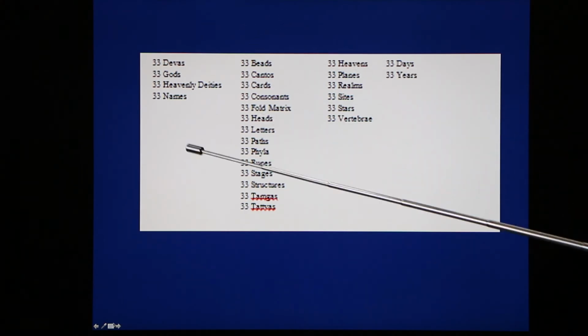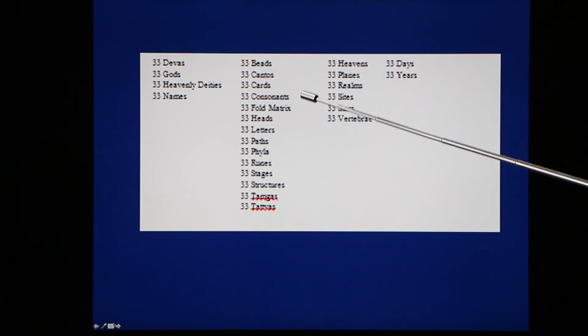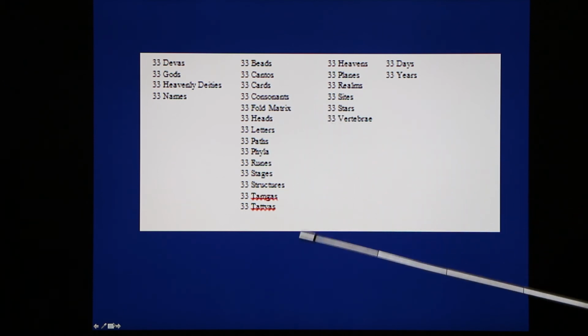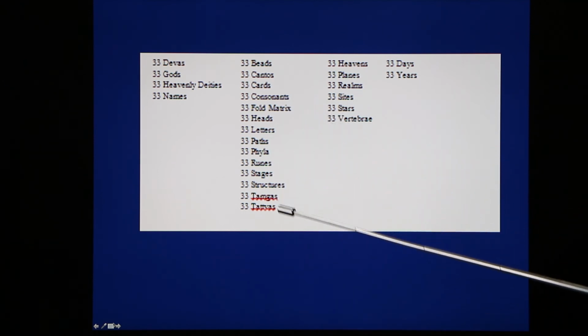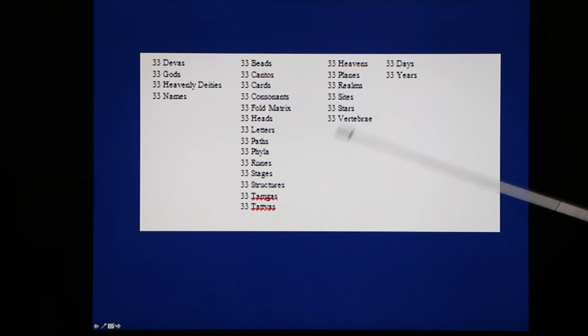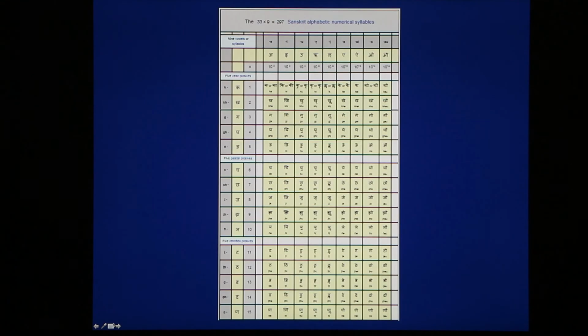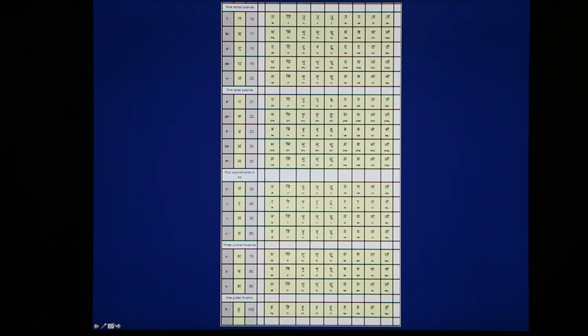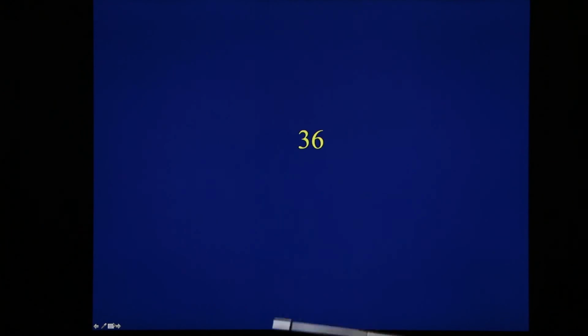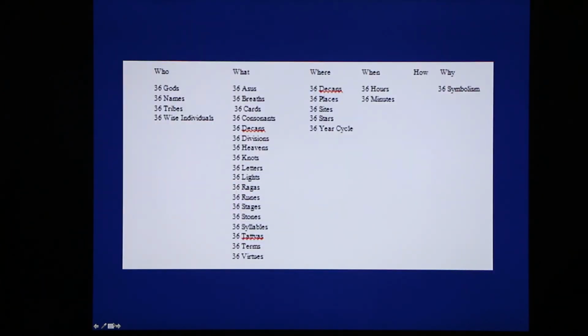33 gives me the 33 devas, gods, heavenly deities and names, beads, cantos, cards, consonants, heads, letters, paths, phyla, runes, stages, structures, tamgas, tattvas, heavens, planes, realms, sites, stars, vertebrae, days and years. And of course, it's 33 times 9. That gives me 297 for the Aryabhata version of the alphabet, which I just remind you of very quickly here without expecting that you recite it backwards for tomorrow morning.